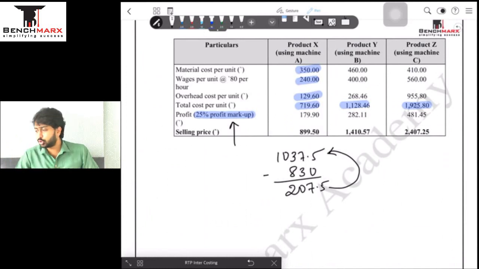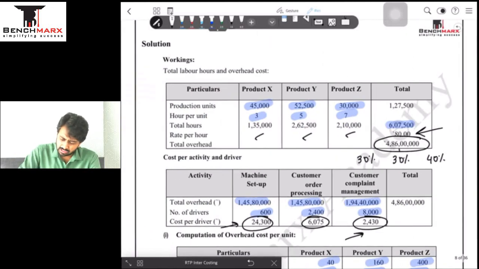20 on SP, to 25% on cost. So I think tino ka profit markup same hai. Agar tino ka profit markup alag alag hota, then we have to add different markups on different products. And well, that's it. So, kafi simple question tha, nothing difficult.